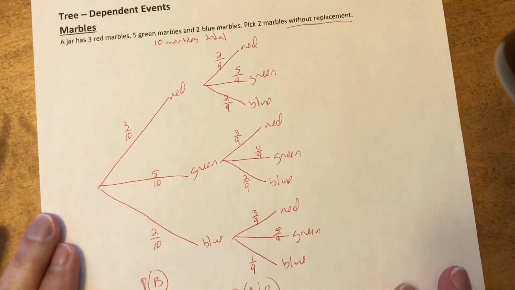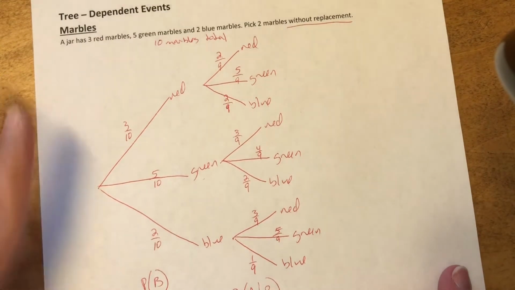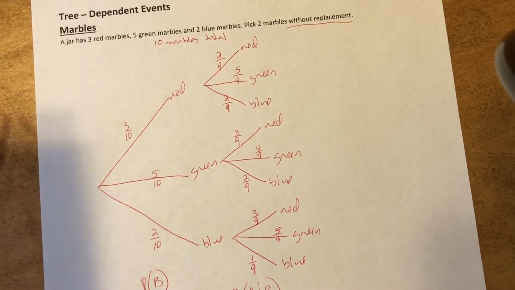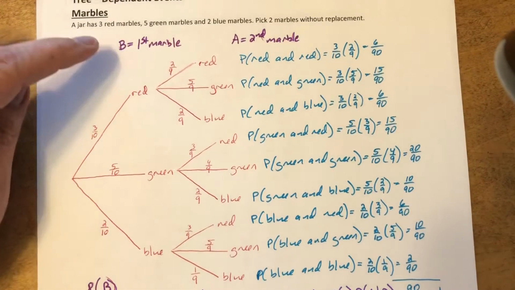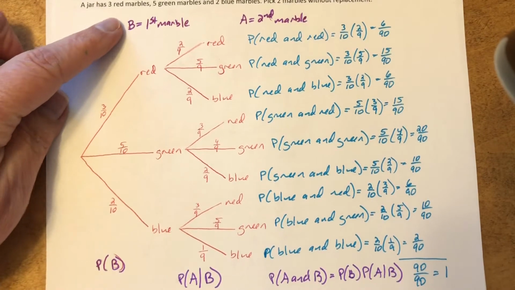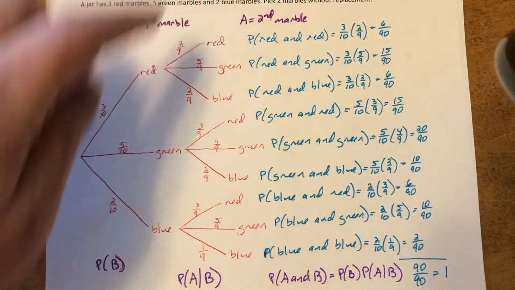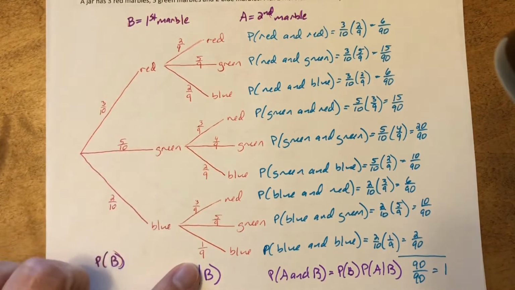So as with a tree, to find all my ands, all I do is multiply down a branch, okay? Now, I've already done all these and I don't want to rewrite them, so I'm going to show you. My event B is the first marble. So here I am pulling out the first marble, and these are all the probabilities of the first marble. Event A is the second marble. So this is me choosing my second marble, and these are all the probabilities of my second marble.